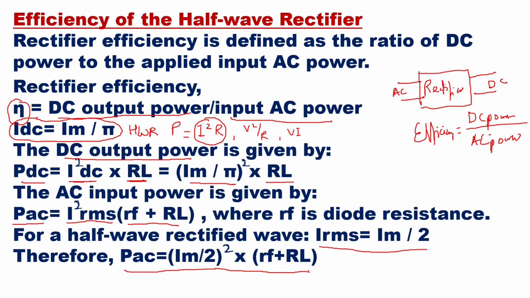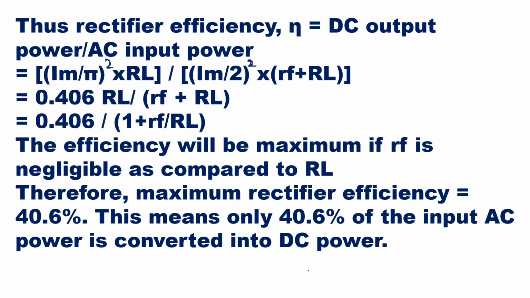RF plus RL. Then if you take that in the formula of efficiency, which is DC output power upon AC input power, you will get Im by pi whole squared into RL upon Im by 2 whole squared into RF plus RL. If you substitute everything correctly and take pi as 3.14, you get the output of this equation as 0.406 RL upon RF plus RL, and here you can take it as 0.406 upon 1 plus RF by RL.